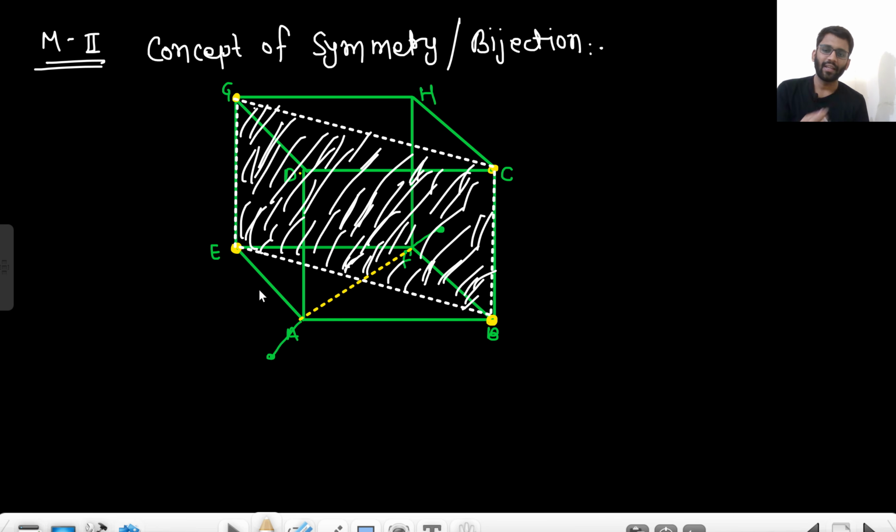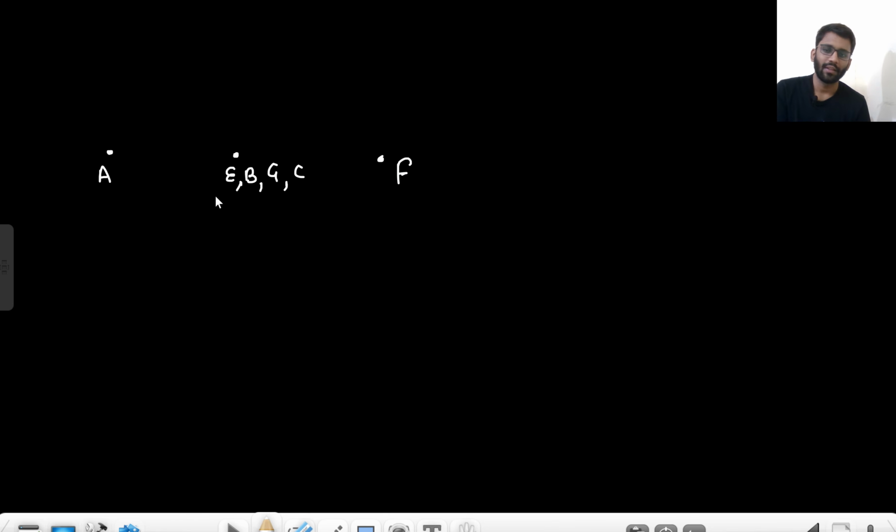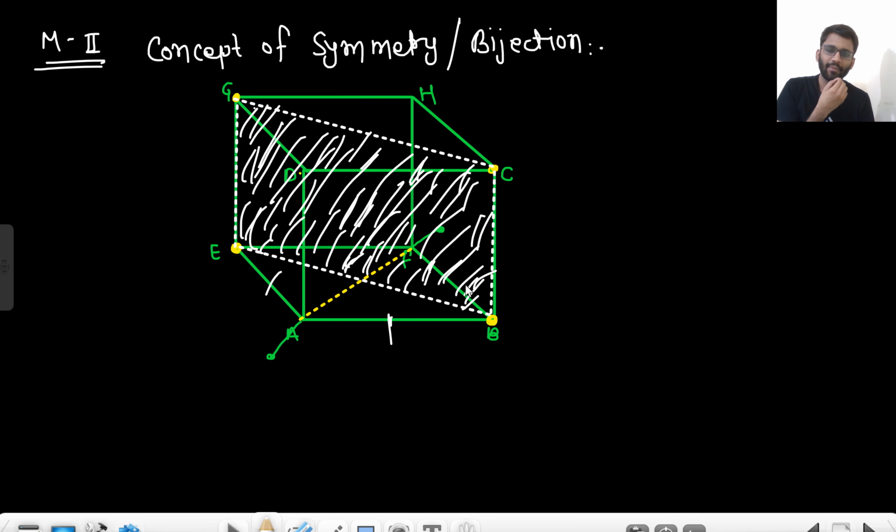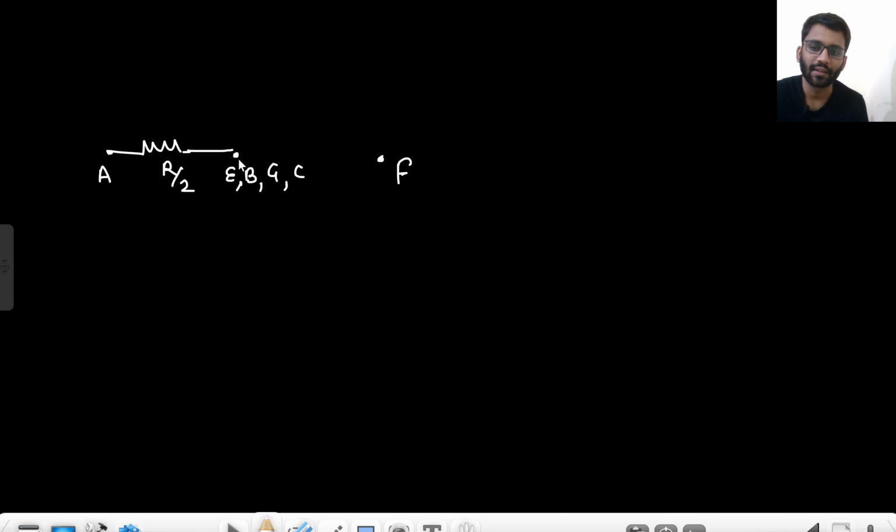So between A and E and between A and B, there is R. So it will be R by 2. Right? Between F and E, between F and B, there is R. So it will be R by 2.